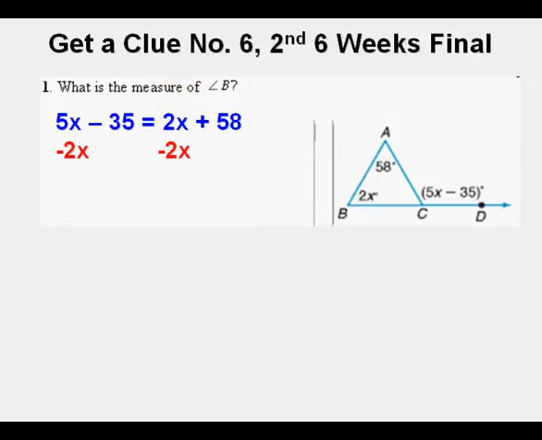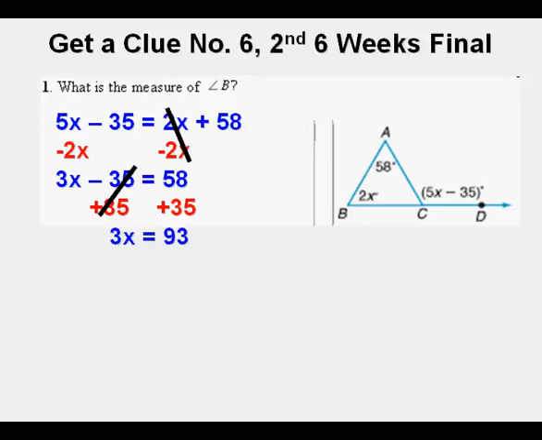We start solving by subtracting 2x from both sides. Cancel 2x minus 2x on the right side of the equation. Bring down what's left, so we have 3x minus 35 equals 58. The next step is to add 35 to both sides of the equation. Cancel negative 35 plus 35 on the left side. Bring down what's left, 3x equals 93. Next, divide both sides of the equation by 3. Cancel 3 over 3 on the left side. Bring down what's left, and that is x equals 31.